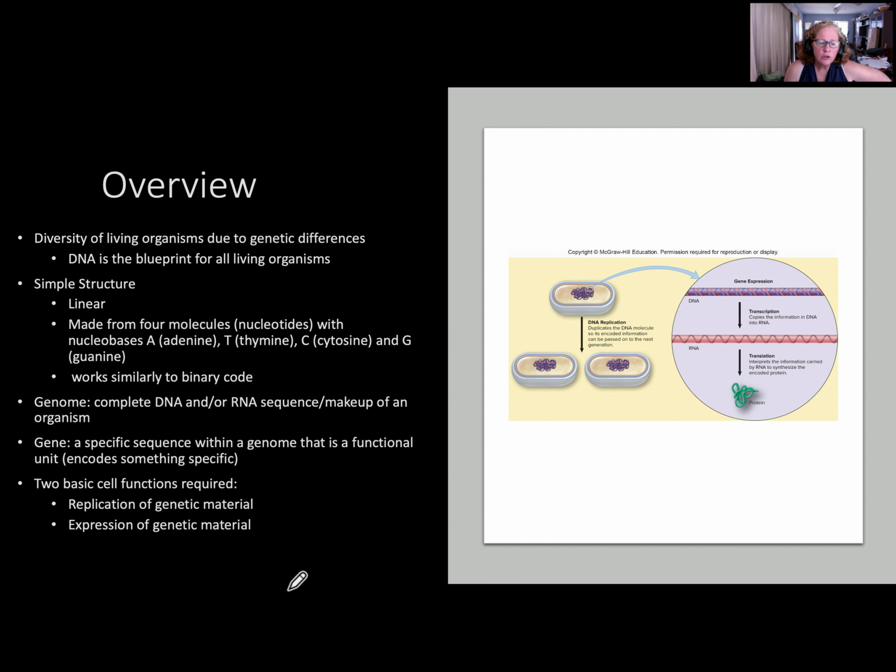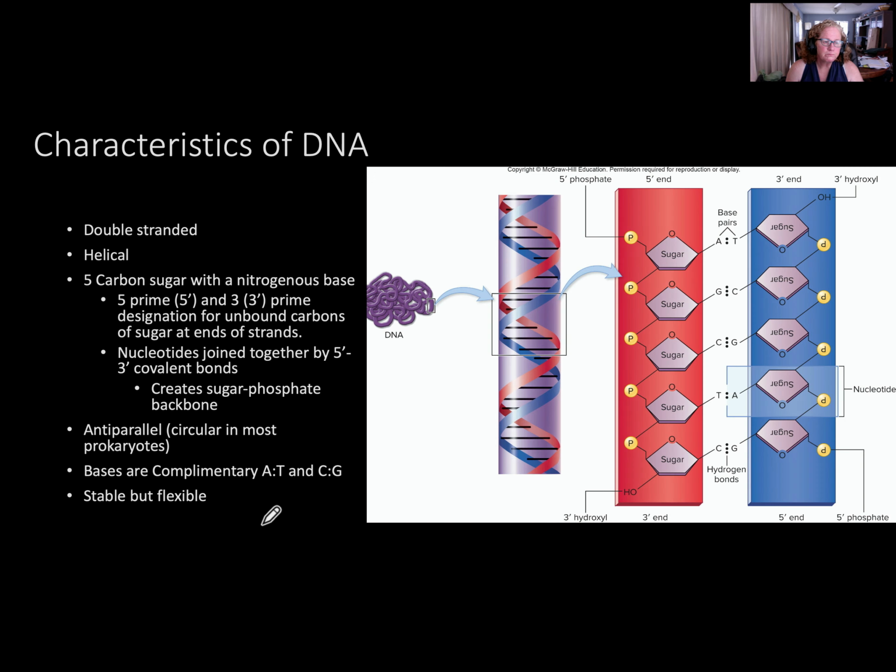And there are 2 basic cellular functions that are required of DNA that are important for DNA to be a part of. One is replication. Genetic material has to be replicated because every cell needs to have a copy of it. But in addition to that, we have expression of that genetic material. And expression is really important for cellular function. So these are the 2 required cell functions of DNA, requirements of that particular material.